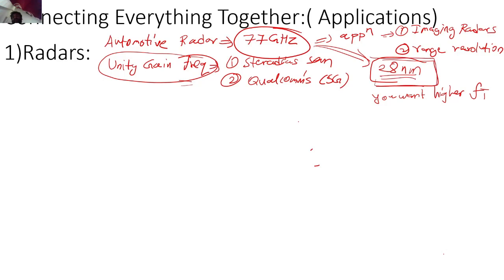And that's why they chose this 28 nanometer technology node, right? Now coming to this complete radar, I won't be showing you the entire architecture, but you just know there are amplifiers, mixers, and antennas, and other circuitry present in this radar. So they constitute the radar, right?